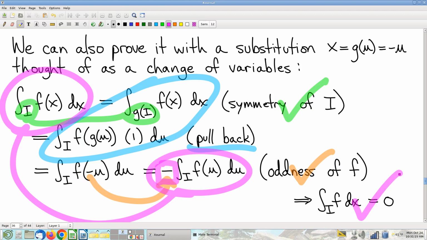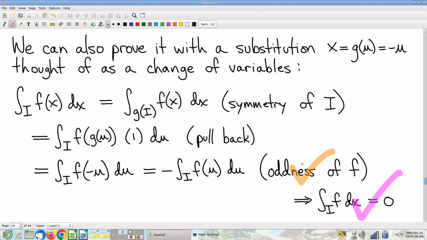And you can explicitly see where we use the symmetry. Why is it important that the domain be symmetric? We need that symmetry to be able to pull off this first step. Why does it matter that the function be odd? Well, we need the oddness so that this minus sign will come out, and so that I can finish the argument. Okay. All right. That's all single variable.